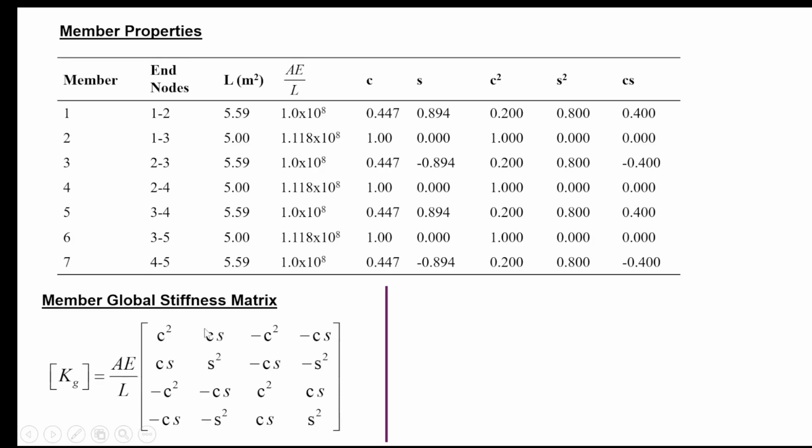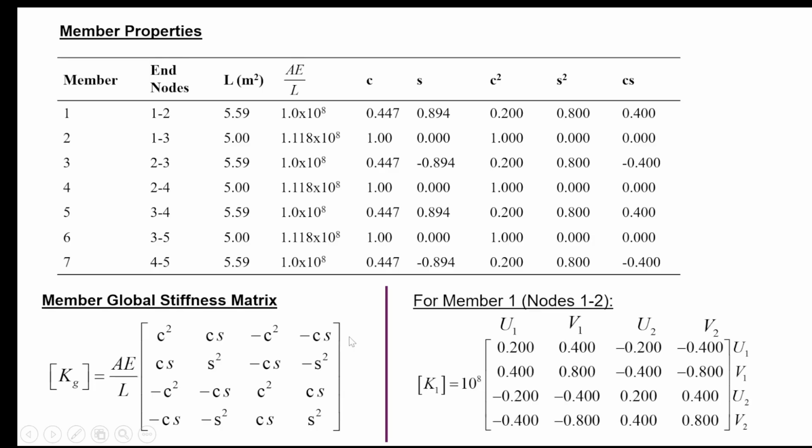Remember this equation which we derived in our lesson 1, which is the global stiffness matrix: the A over L of all the C squared, CS, minus C squared, minus CS. So this is all we do for member 1.